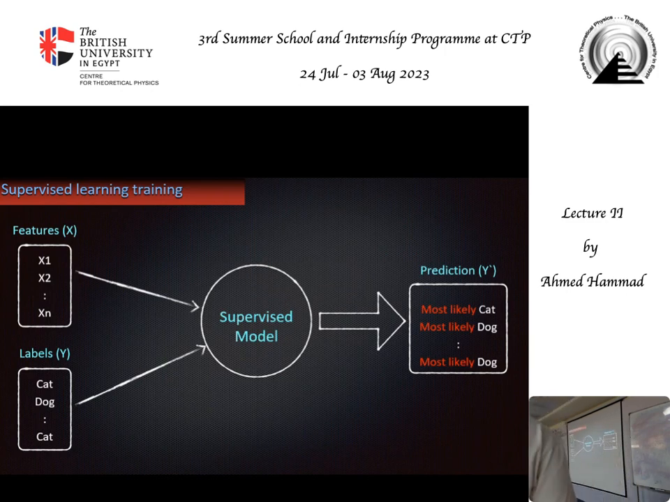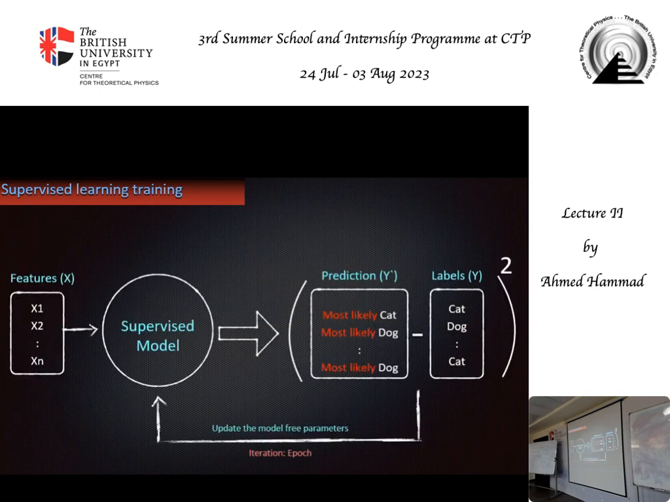So in supervised learning, we have features and we have labels. We give these two together to the supervised learning model, and then it tries to make a prediction. The prediction is nothing but, because we are in a probabilistic model, most likely cat, most likely dog, and so on. So how does it work in the details?